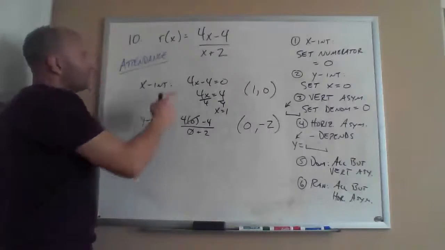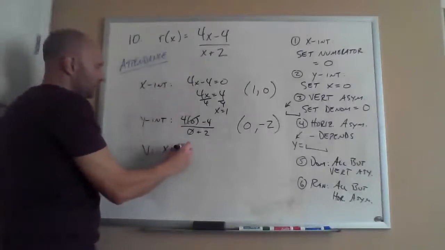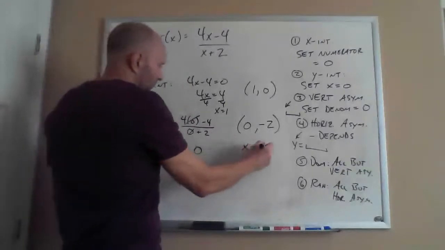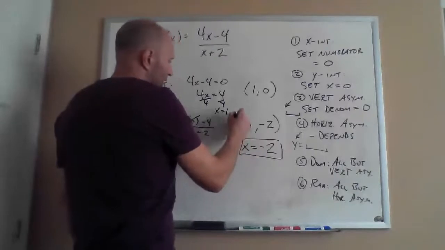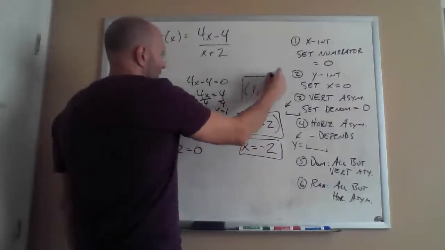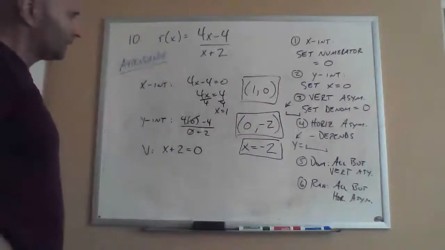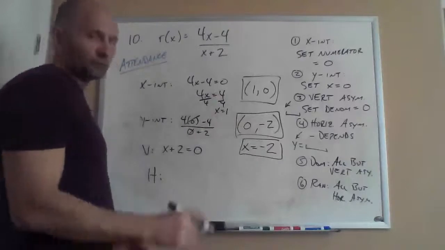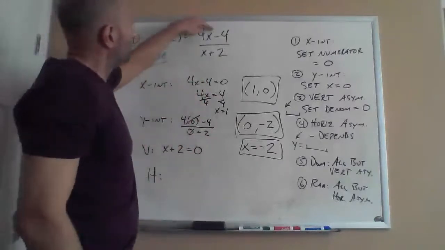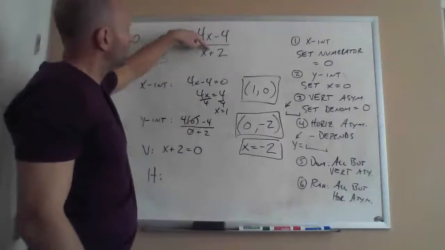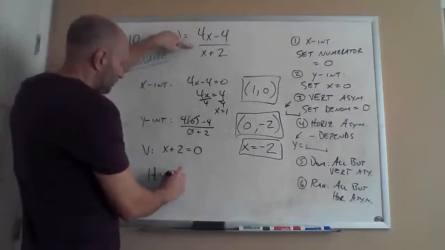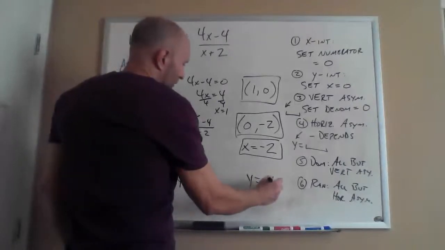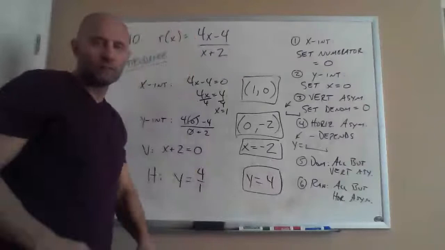Vertical asymptote. Set the denominator, x plus 2, equal to 0. So move the 2 over. So we have x is equal to negative 2. So that's my vertical. And last but not least, horizontal. For horizontal, this is where we have to look at the exponents. So this is x to the first power, x to the first power. So they're the same. So it's just going to be y is equal to 4 over 1, or in this case, y is equal to 4.